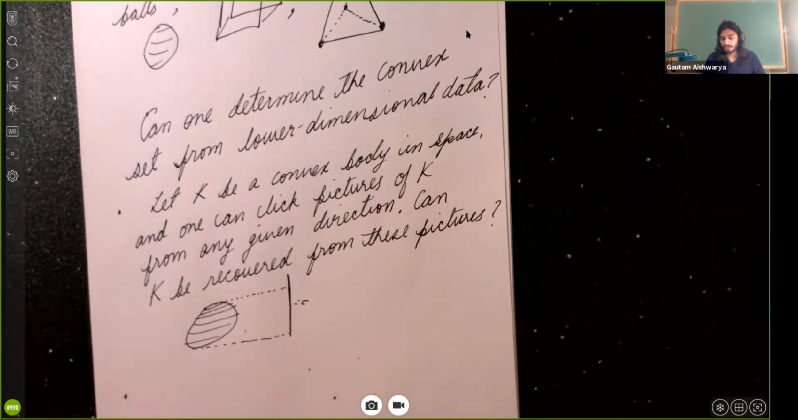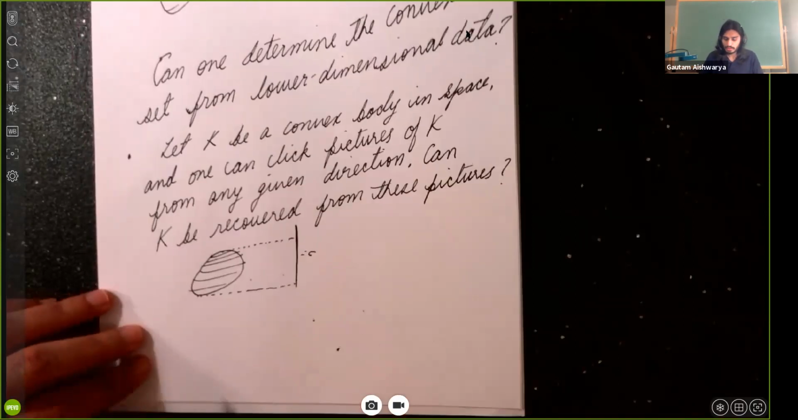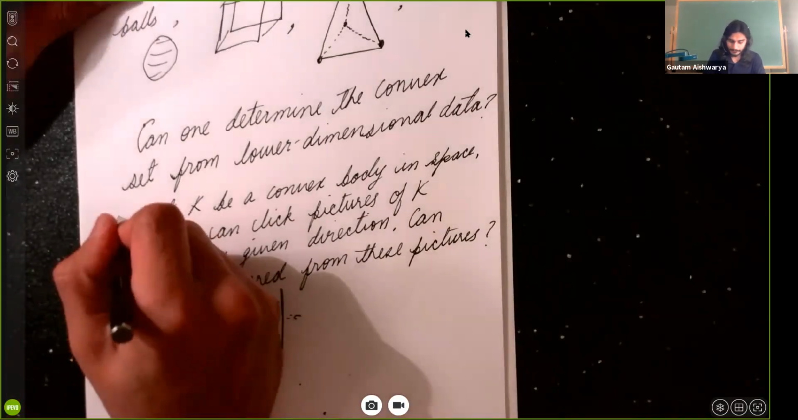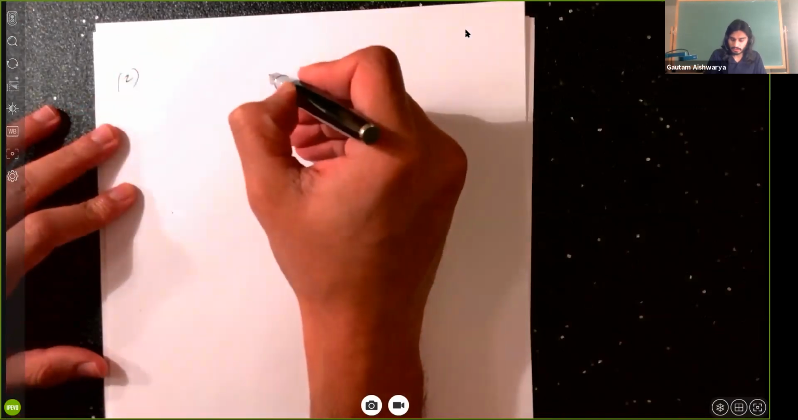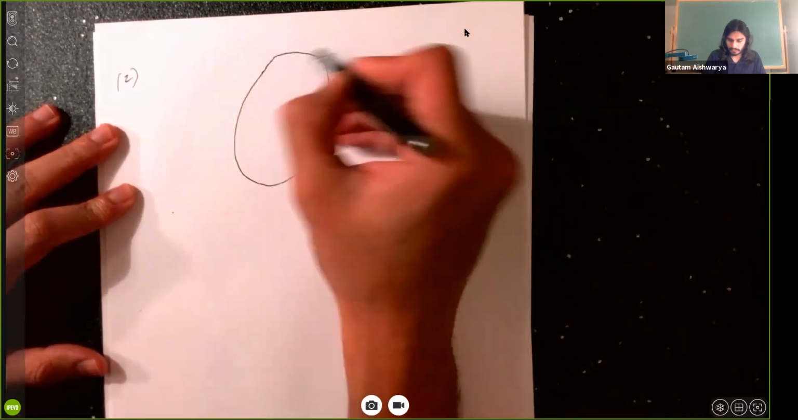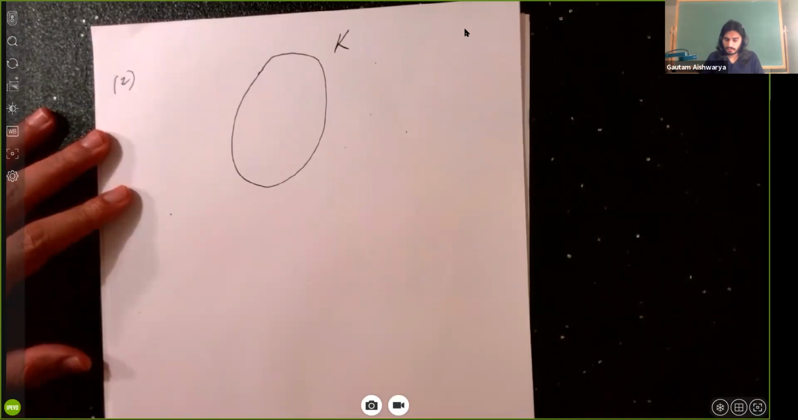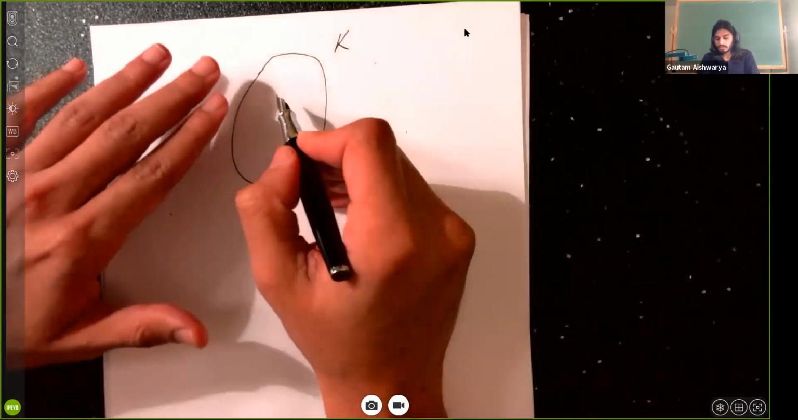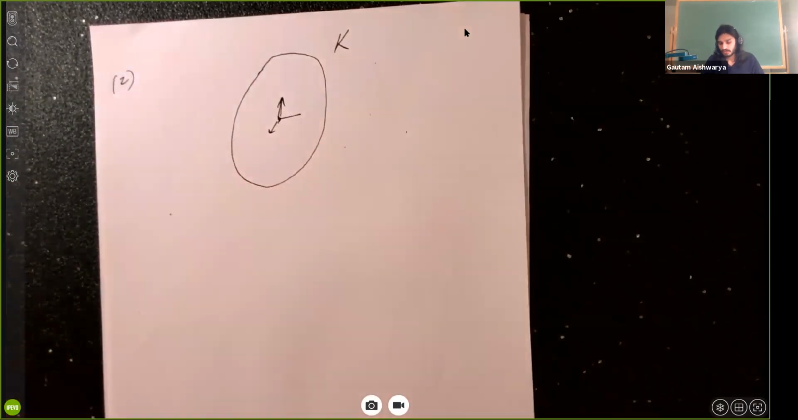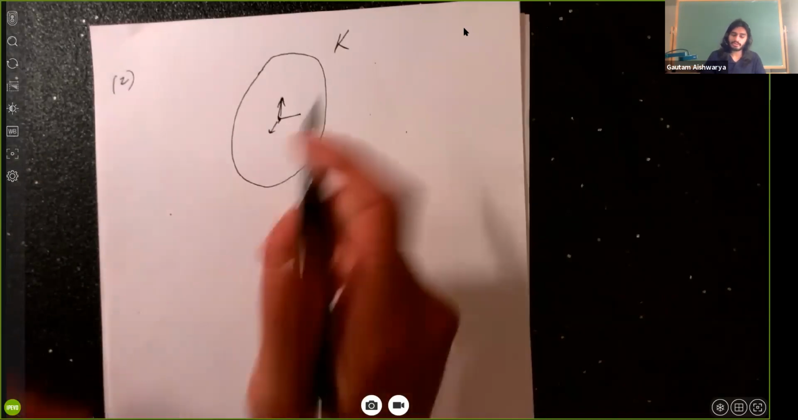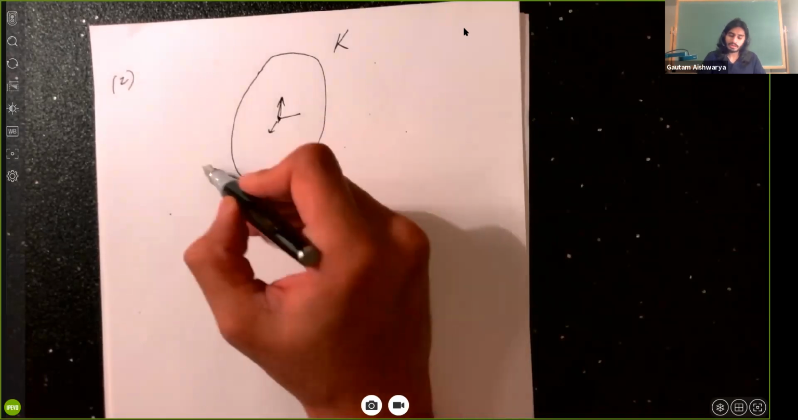Another way to think of getting lower dimensional data from convex bodies is, instead of clicking pictures like this, let me just change the page. So instead of clicking pictures like that, you take a convex body, say in two dimensions or three dimensions. And you move this convex thing so that it contains the origin, in whatever dimensions you are at. Suppose we are in three dimensions, it contains the origin. You can always move things without altering their shape. So for simplicity, let us assume that it contains the origin, so that we can look at planes passing through the origin.